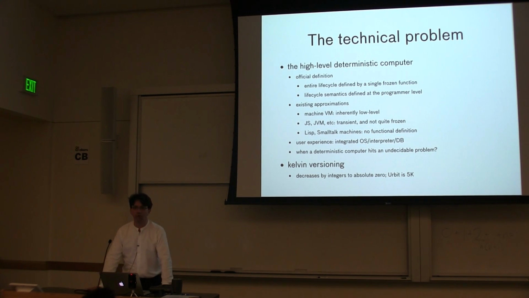One way of defining this problem that I like to use is an unusual versioning system that we use, which I call Kelvin versioning. In Kelvin versioning, you count down to absolute zero, and you count by integers. So if you run out of numbers, you've made a mistake, basically. Absolute zero is absolutely frozen. Urbit, or at least the formal definition of Urbit, which does fit on a t-shirt, is at 5 Kelvin, which is like liquid helium, basically, at the moment. And we'll see that spec in a little bit.